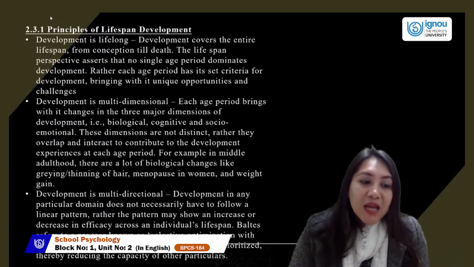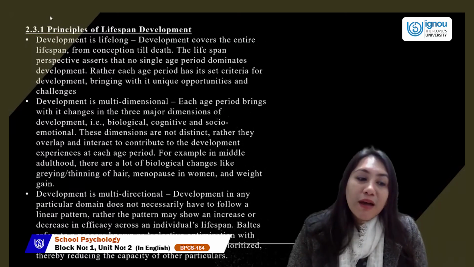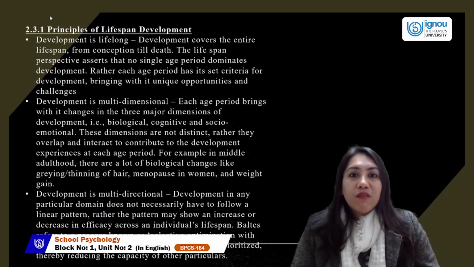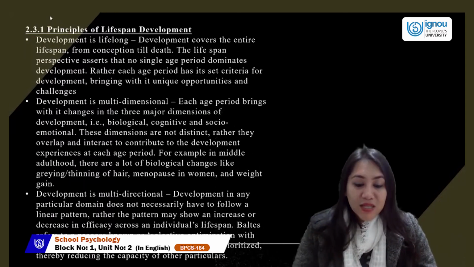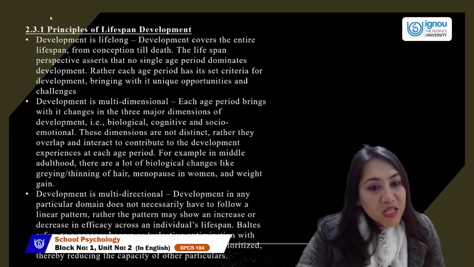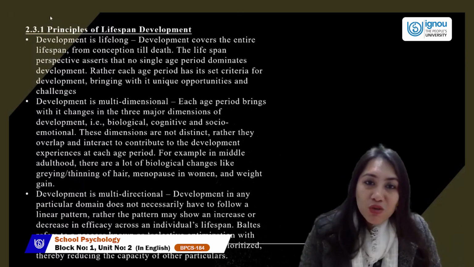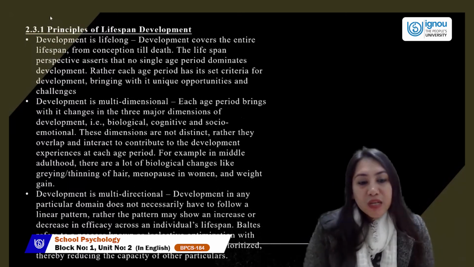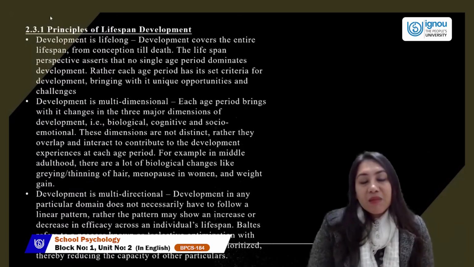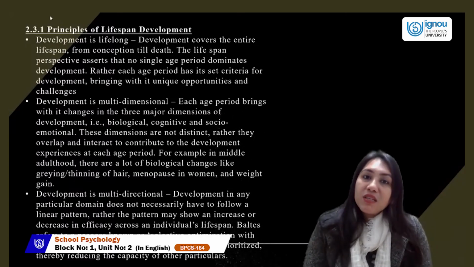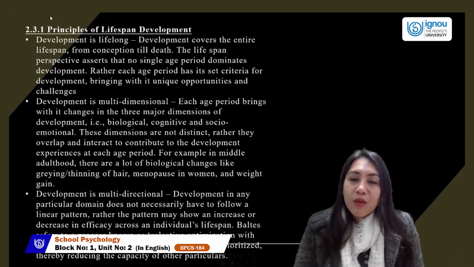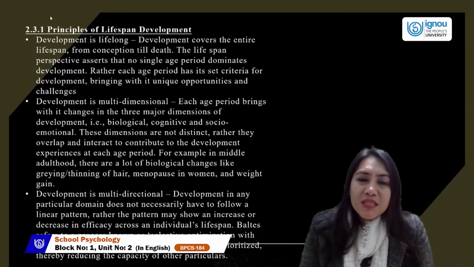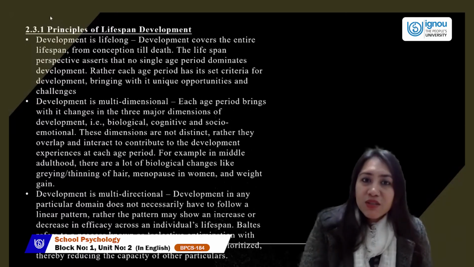So we need to know that a particular domain does not have to follow a linear pattern. Not all development will follow a linear pattern. That suggests that if your physical development is great, it does not mean that your cognitive development or your IQ needs to be great, or your academic development needs to be great. So it follows its individual course. There can be an increment and there can be a decrement in two simultaneous developments happening. That's why it's called multidirectional. Some of the developments can be very neutral, neither too high nor too low.